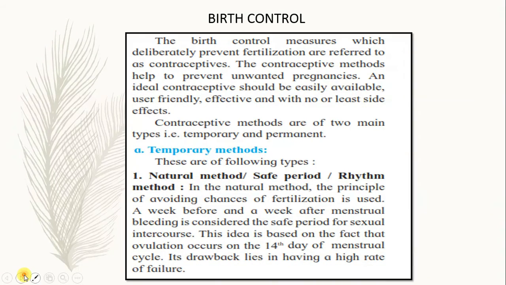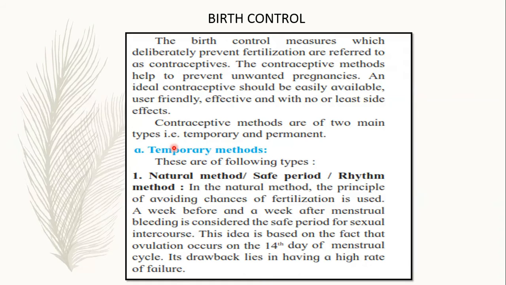Birth control is a measure to prevent fertilization, and such measures are referred to as contraceptives. Contraceptive methods help to prevent unwanted pregnancy. An ideal contraceptive should be, please mark down these points, easily available, user friendly, effective, and with no or least side effects. Contraceptives are of two types, temporary and permanent.